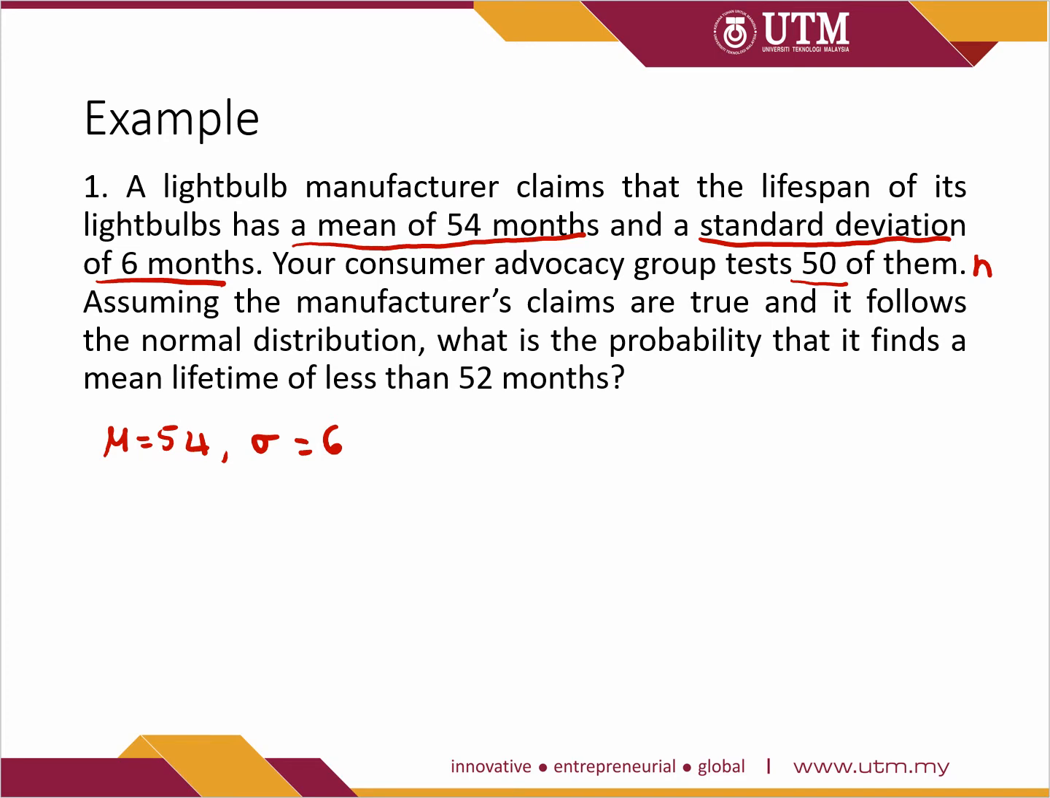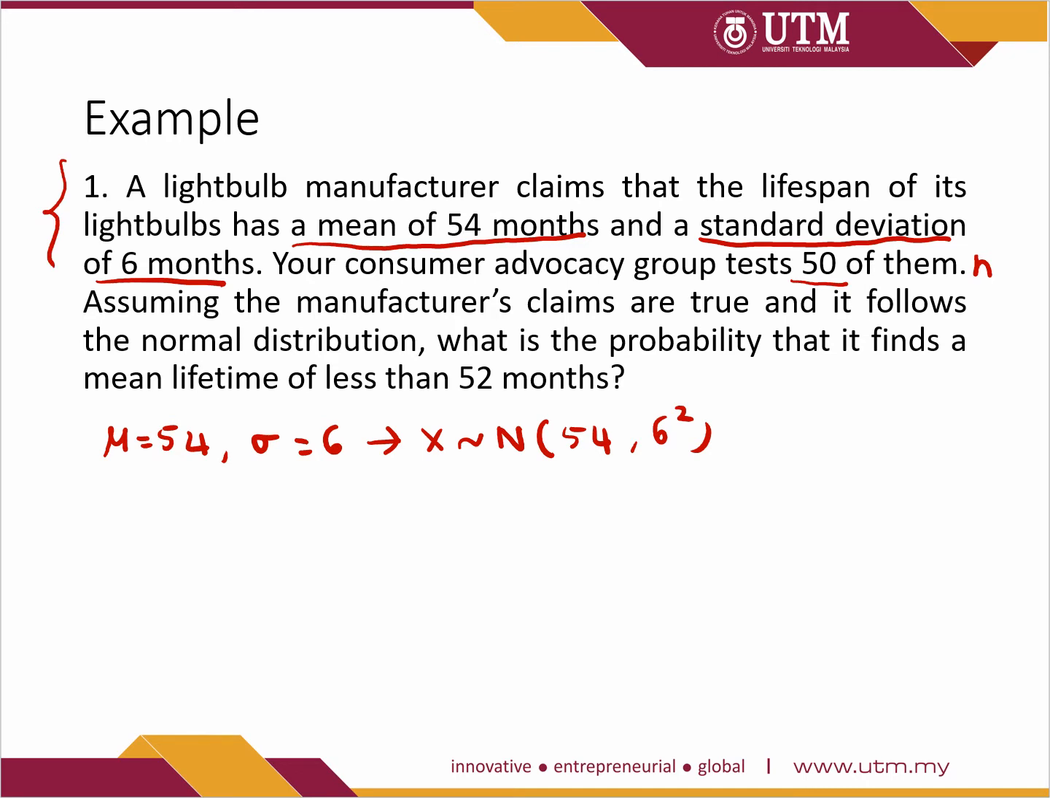So for this case, we can write our x, given x is the lifetime of the light bulbs, where the population follows a normal distribution. For this case, the mean will be 54 and the variance will be 6 squared. So this is the distribution of the population.